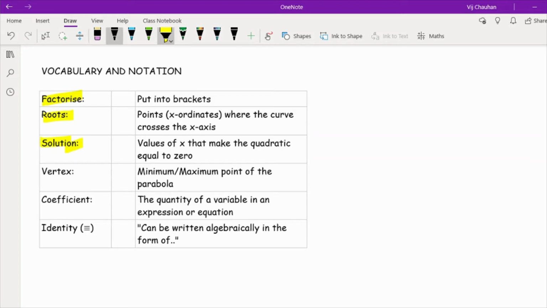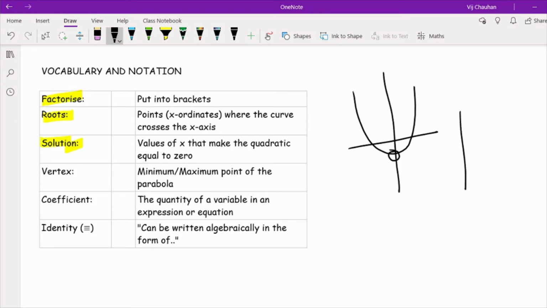The vertex of a quadratic equation is basically the max or minimum point of your quadratic curve. So for example, if I had a positive parabola or a positive quadratic equation, then the vertex would be this point here. If I had a negative parabola, then it would be this point here.